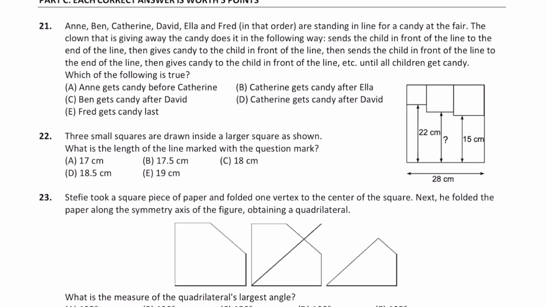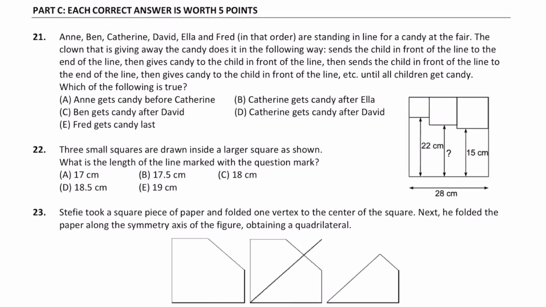He sends the child in front of the line to the end of the line, then gives candy to the child in front of the line, then sends the child in front of the line to the end of the line, then gives candy to the child in front of the line, and so on until all children get candy. Which of the following is true?